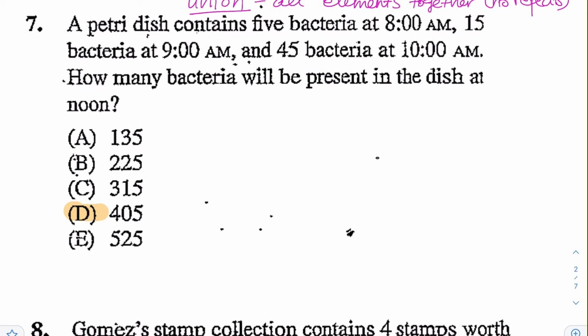All right, next for number 7. A petri dish contains 5 bacteria at 8 a.m., 15 at 9 a.m., and 45 at 10 a.m. How many bacteria will be present at noon? So from 8 a.m., you have 5. At 9 a.m., you have 15. And at 10 a.m., you have 45. So just look at the pattern here. The population is tripling every hour.